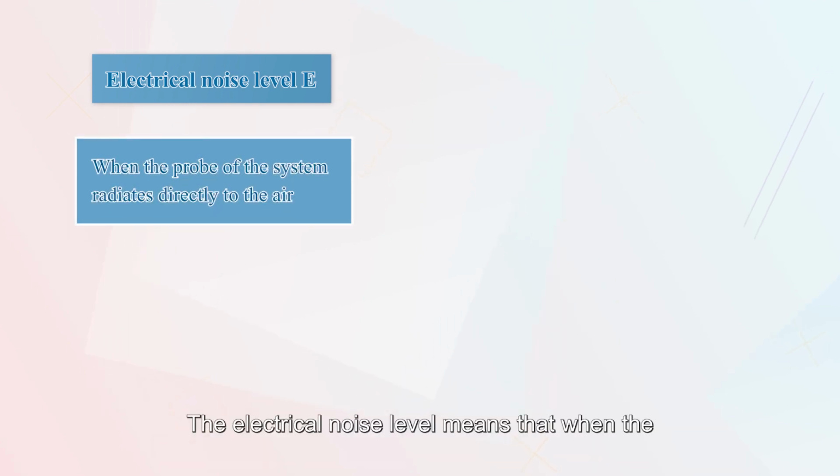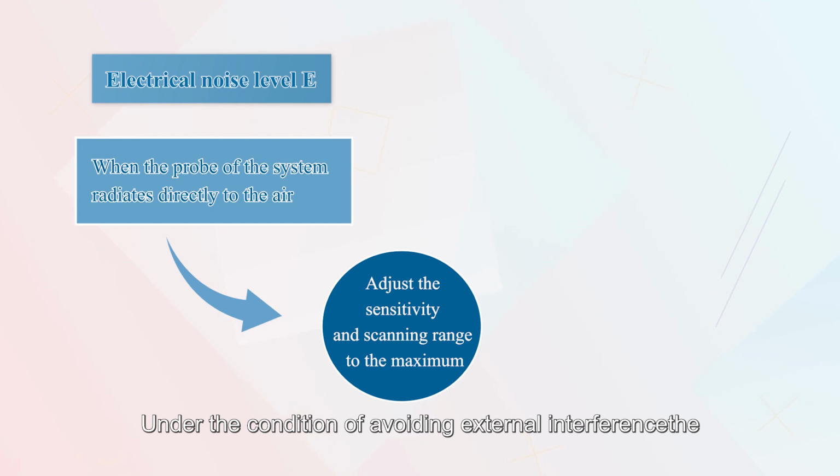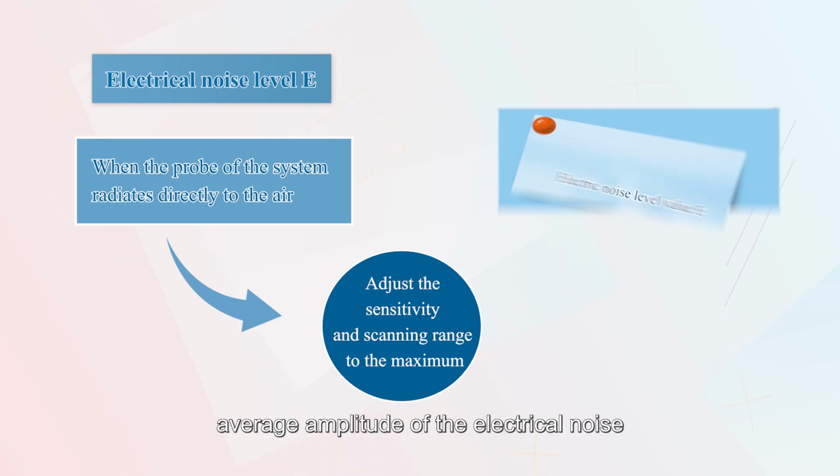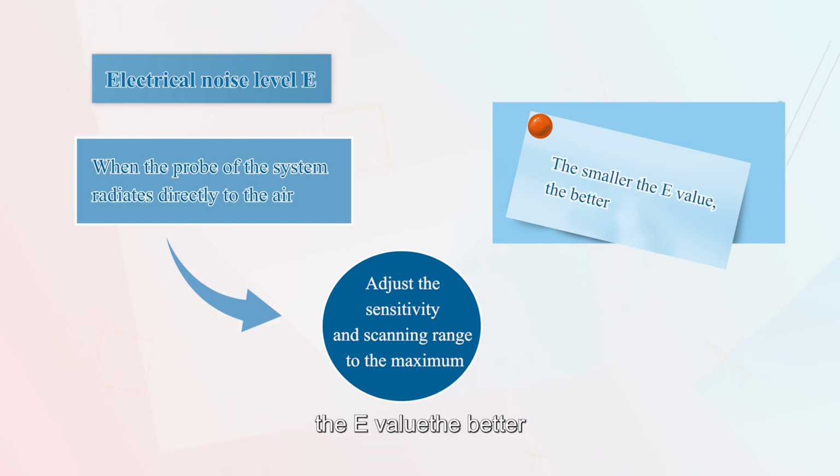Electrical noise level E. The electrical noise level means that when the probe of the system radiates directly into the air, the sensitivity and scanning range of the flaw detector are adjusted to the maximum. Under the condition of avoiding external interference, the average amplitude of the electrical noise on the display screen is the electrical noise level value E. The smaller the E value, the better. Generally, it should be less than 8%.